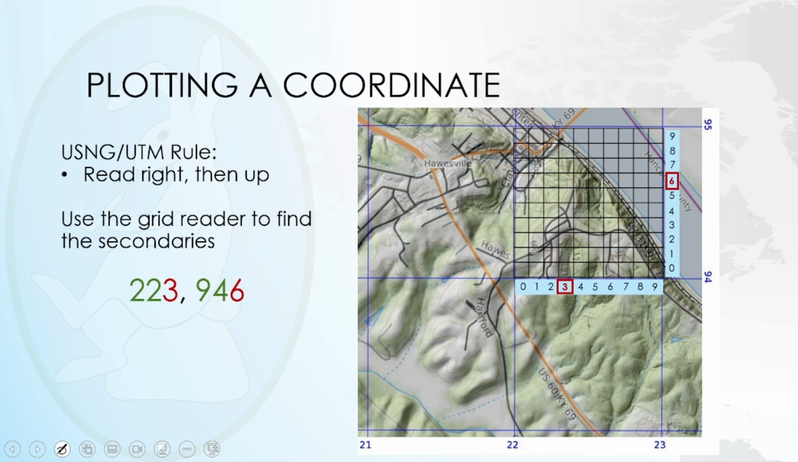Again, the same principle is going to apply. The exact same principle is going to apply. We read to the right when we lay down our grid reader. We do that first, and then we read up. That's number 2. And so we've already got 22 and 94 squared away, so we're done with those. We're focusing on the 3, and we're focusing on the 6. So we read to the right, we find 0, 1, 2, 3.